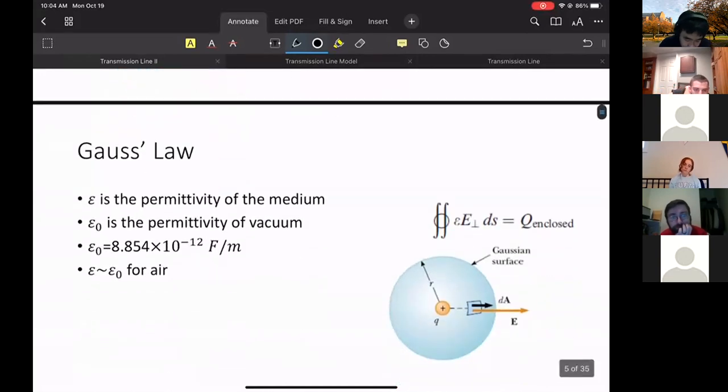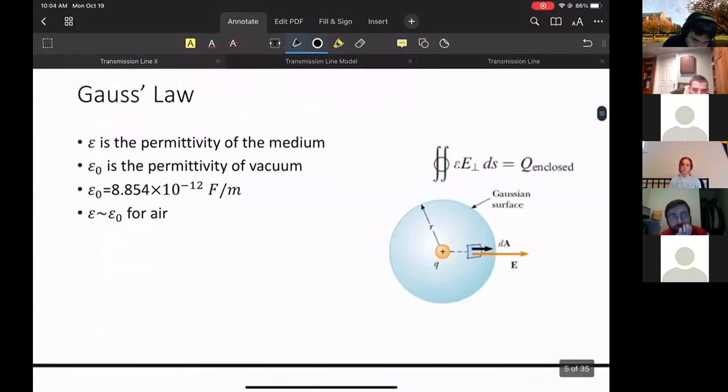And there's a bunch of constants we have. So this is epsilon naught, the permittivity of vacuum, right? So remember we have mu naught for the magnetic field. So here we have epsilon naught for the electric field. It's just some number, in farads per meter. And then for air, we're going to assume air is roughly like a vacuum. Okay? So epsilon for air is epsilon naught.